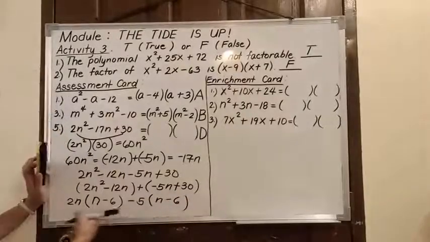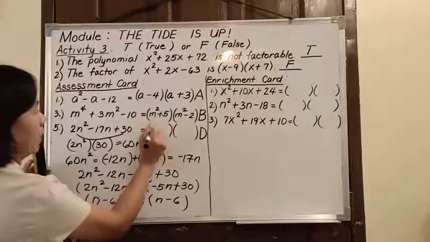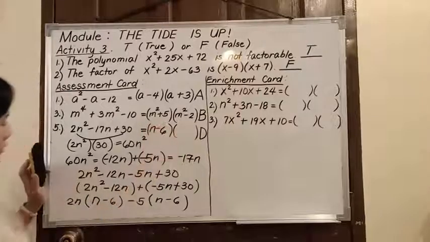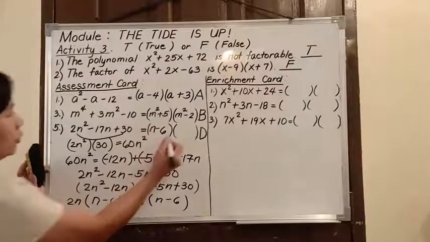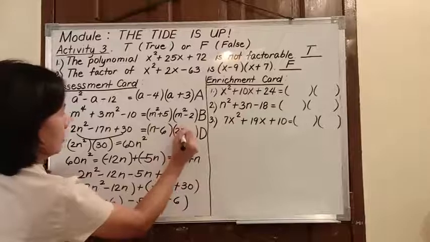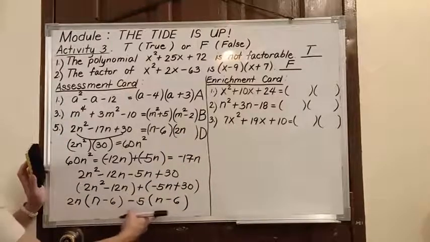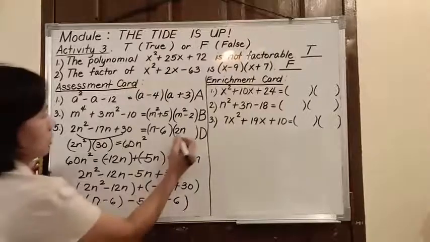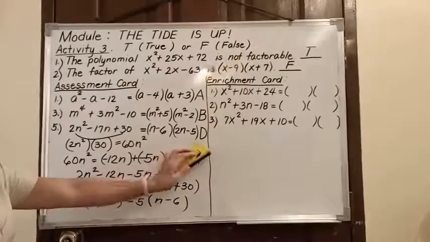So, we have now a common binomial. So, final answer, we have n minus 6. And then, divide this by n minus 6, we have 2n. Then, for this one, divide this also by n minus 6, that is negative 5. That is letter D.